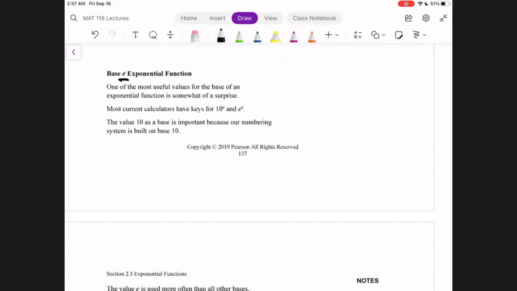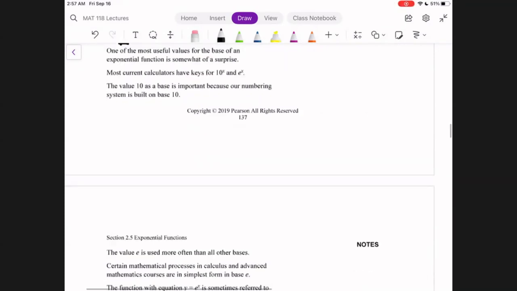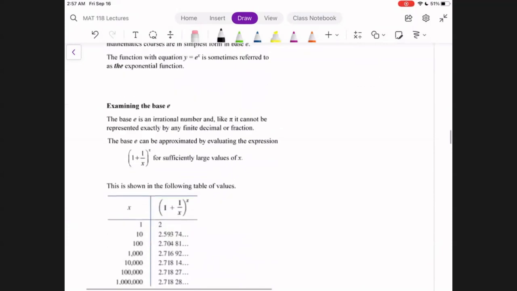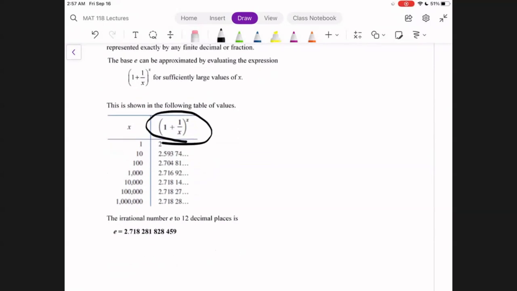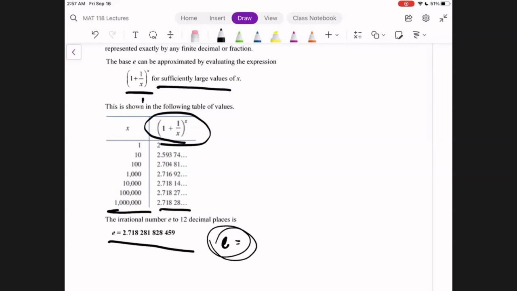We see this a lot in compound interest, continuously compounded, right? So it talks about how you derive base E. So just think of this wonderful expression here. It goes into how you derive this really long number, right? If you take this at a very large x value, like if you plug in 1,000,000 here, you get something that will be super close to that value, so this is E.